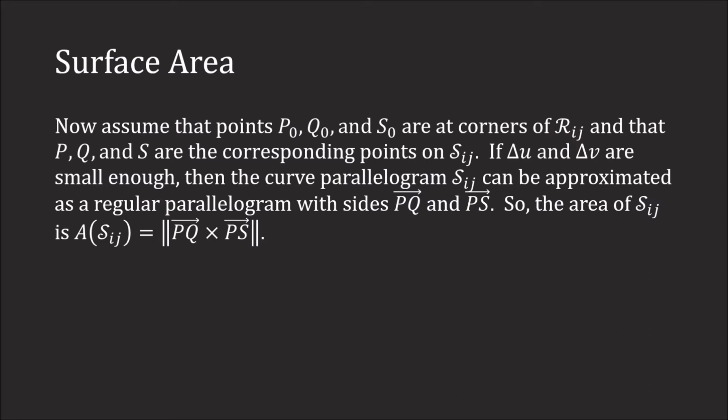We now assume that the points P naught, Q naught, and S naught are at the corners of R sub ij, and that P, Q, and S are the corresponding points on S sub ij. Now, if delta U and delta V are small enough, then the curved parallelogram can be approximated as a regular parallelogram with sides given by PQ and PS. And recall that the area of a parallelogram with adjacent sides as vectors is the magnitude of their cross product.